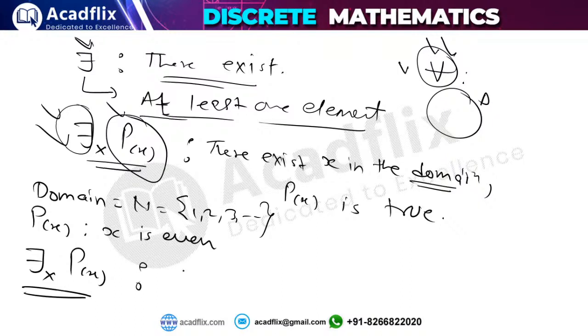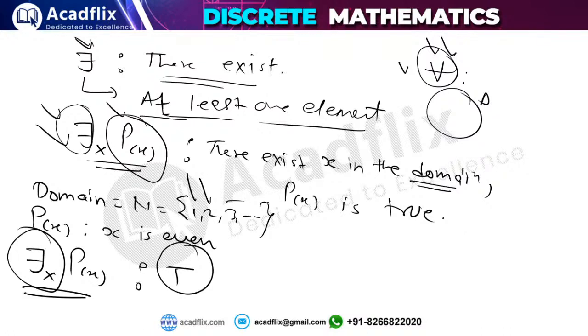So the truth value will be true. Why? Because this there exists quantifier is only looking for at least one element. As soon as he finds at least one element that satisfies P(x), he will be happy, he will be true. So he checks elements one by one. First he checks this one, which is not satisfying. This 2 is satisfying because 2 is even. So this 2 is satisfying.